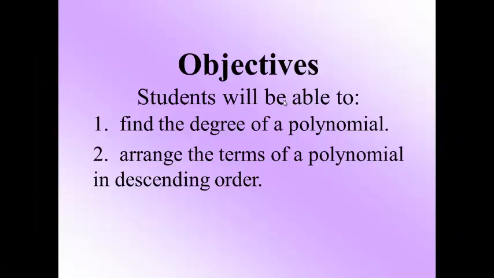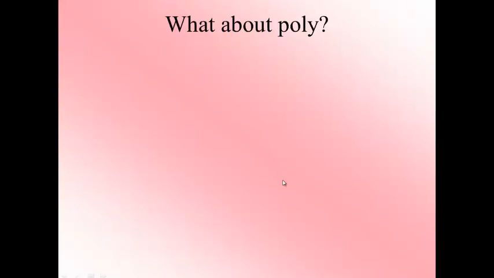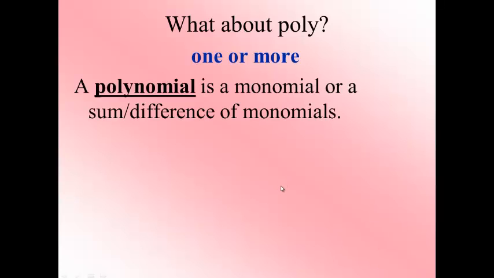The next objective that we are going to learn is how to find the degree of a polynomial and arranging the terms of a polynomial in descending order. So what does each prefix mean? Mono means 1, bi means 2, and tri means 3. What about poly? Poly means 1 or more. So a polynomial is a monomial or a sum or difference of monomials.